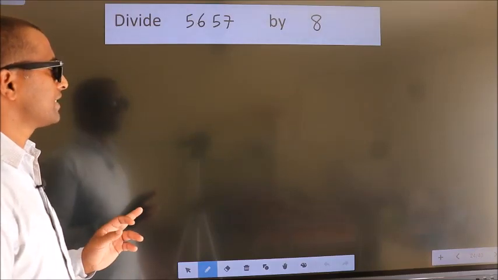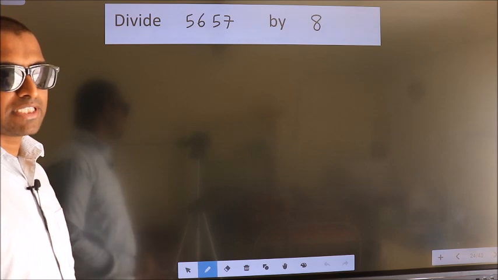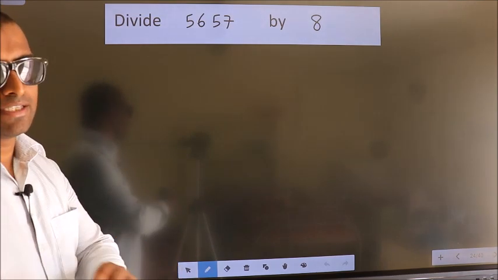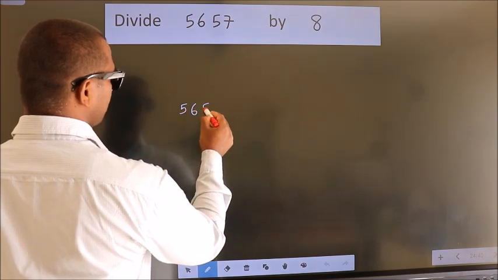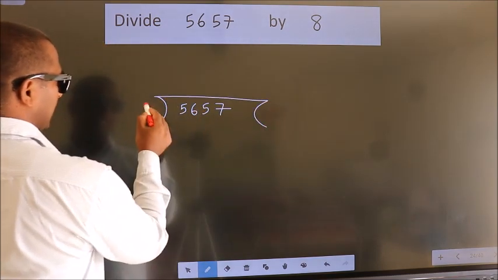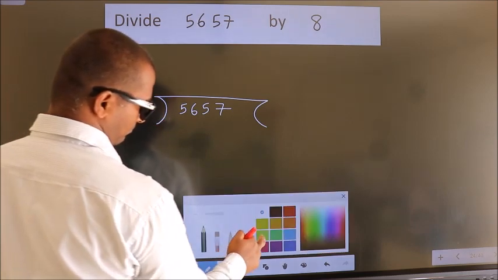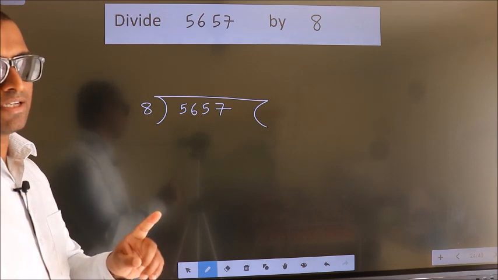Divide 5657 by 8. To do this division, we should frame it in this way. 5657 here, 8 here. This is your step 1.